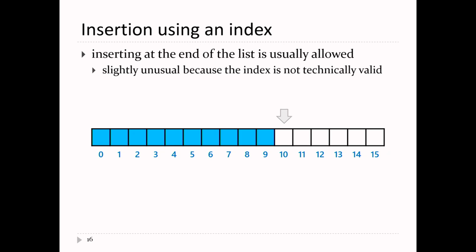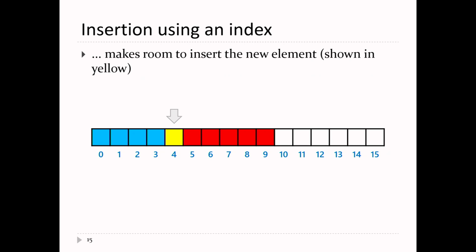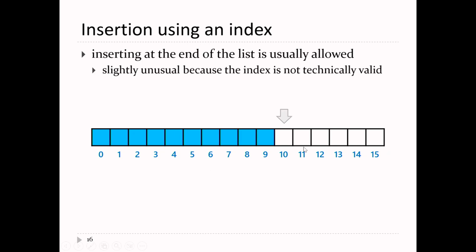Inserting at the end of a list is just inserting. So this is the insert function. When you insert into a list, you're supposed to give it a valid index, right? So 4 is a valid index for this list. 10 is not a valid index for this list.